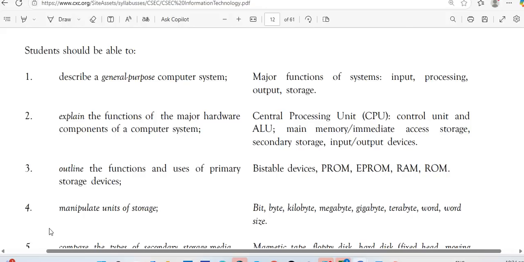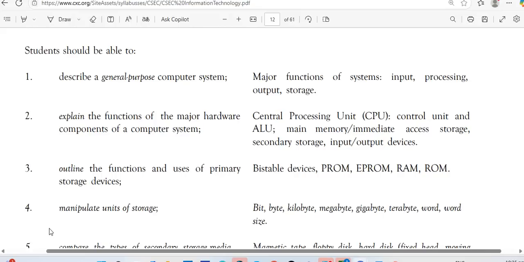Now, some functions of EEPROM include: it is used to store firmware, which is a set of instructions that controls the basic functions of a computer or other electronic device. It can be used to implement programmable logic circuits. It can be used to store data that needs to be retained even when power is turned off. And it can be used in embedded systems such as traffic lights, appliances, or industrial control systems to store the firmware that controls the system's operation.